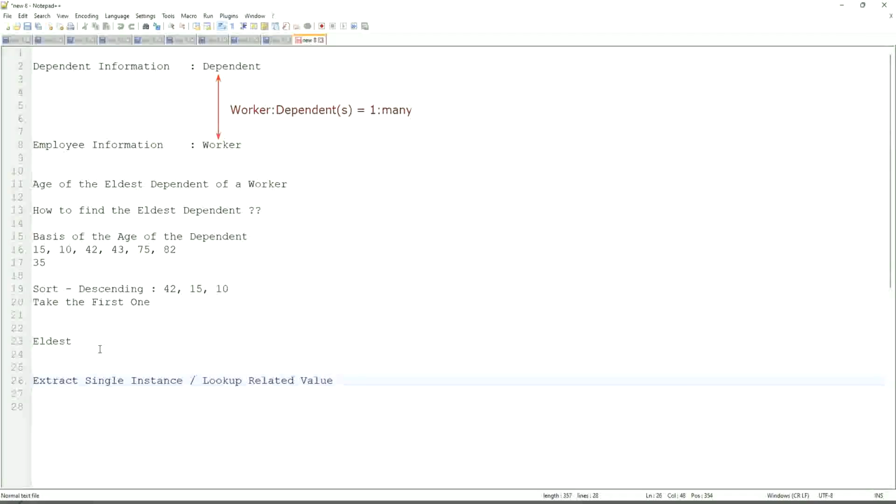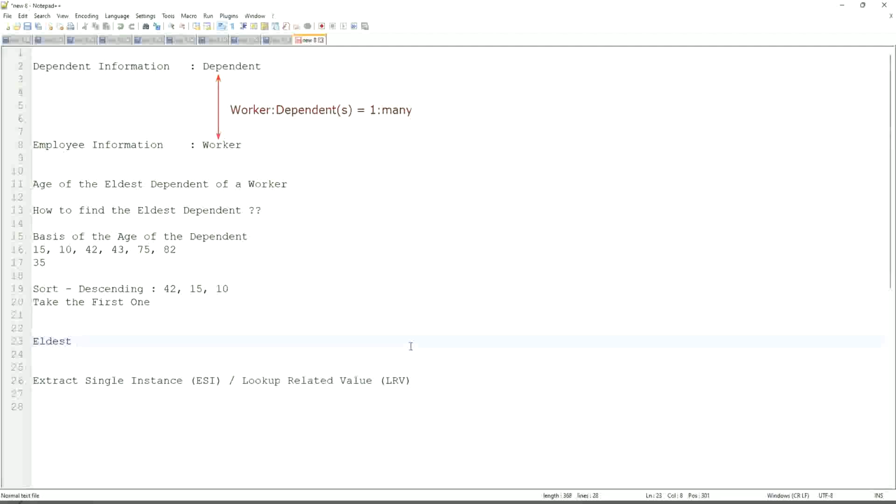This is the most common calculated field function that people will ask you in your interviews. ESI LRV. Extract single instance is called ESI. Lookup related value is LRV.